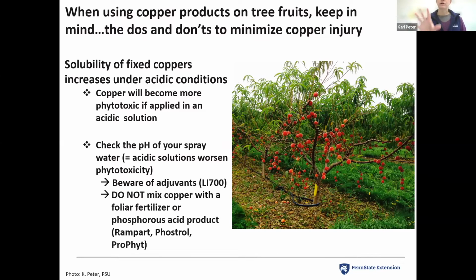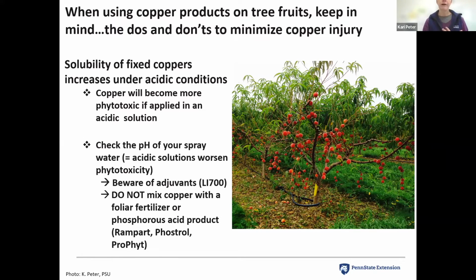What you're seeing in this picture is an example of someone who used a foliar fertilizer, then added copper, saw copper injury thinking it was bacterial spot, added more copper, added more foliar fertilizer, and next thing you know, it's a Christmas tree without any leaves. Basically all we see are peaches. So acidic conditions, or anything that allows that copper to really penetrate the tissue, will cause phytotoxicity and premature defoliation. You need to be really mindful of your spray solution.